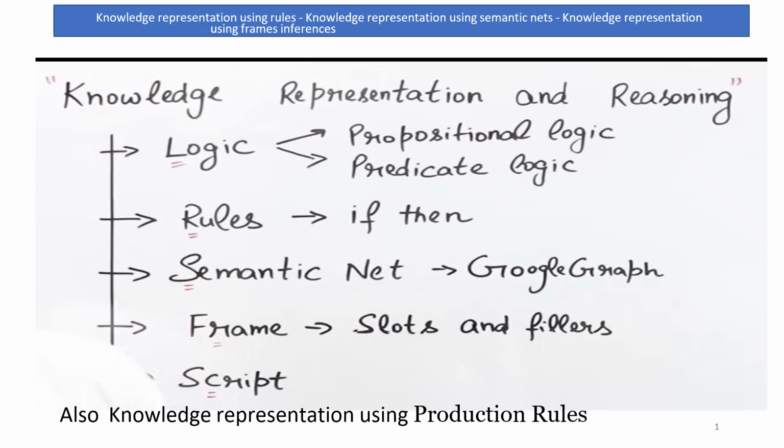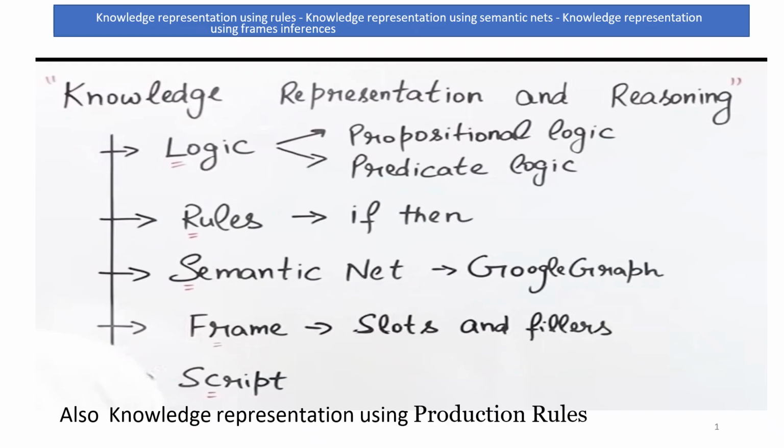Moving to the next representation, it is rules. It follows if-then condition rules. So knowledge is represented as rules: if condition, then action or conclusion. If fever equals yes and cough equals yes, then the disease is flu. The applications that can use rules are expert systems and medical diagnosis.